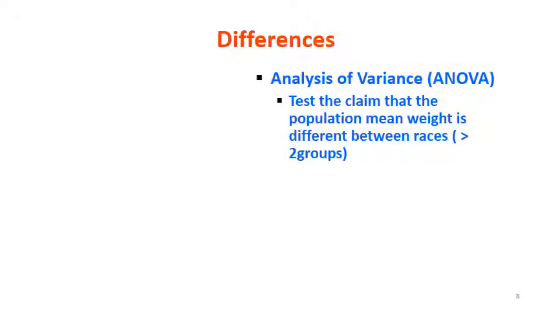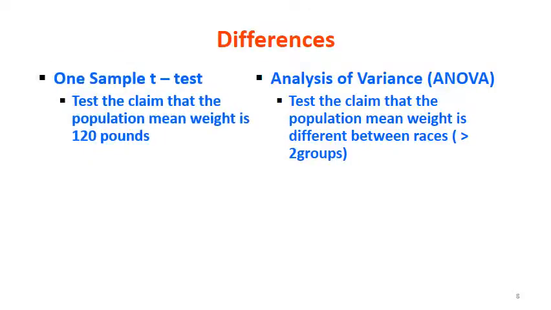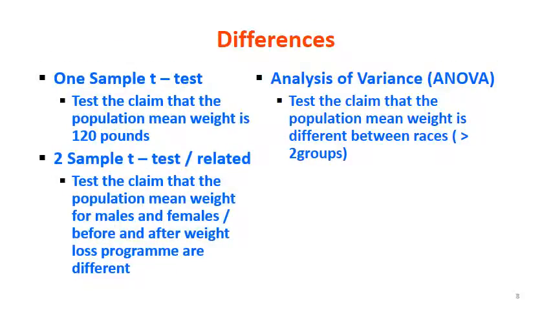So, differences. When we look at differences, we say that in a one sample t-test, we test the claim that a population mean is the same as the sample mean. For example, say we want to test the claim that the population mean weight is 120 pounds.